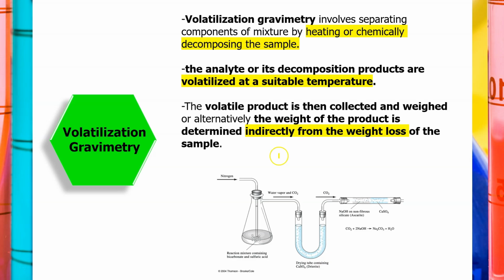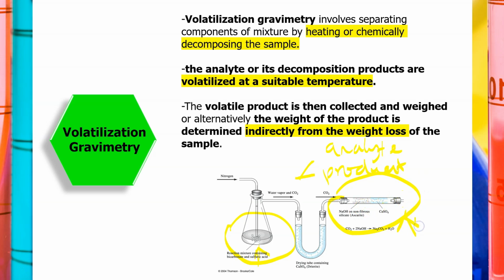Referring to the diagram, when two analytes are mixed together and heated, a gas form will be produced. A gas form either can be an analyte or a product. Let's say the gas form is the analyte, and then the analyte is collected in this area. Then the mass of the product can be calculated indirectly based on the mass of the analyte.